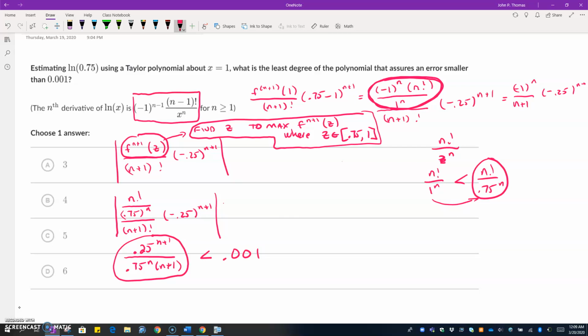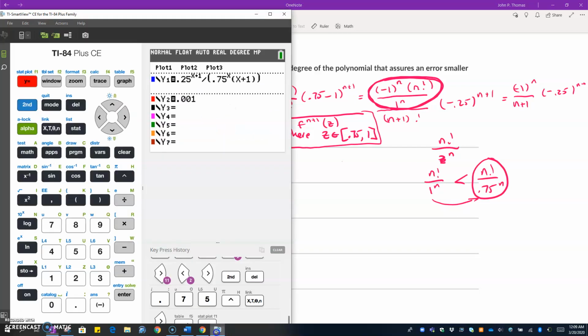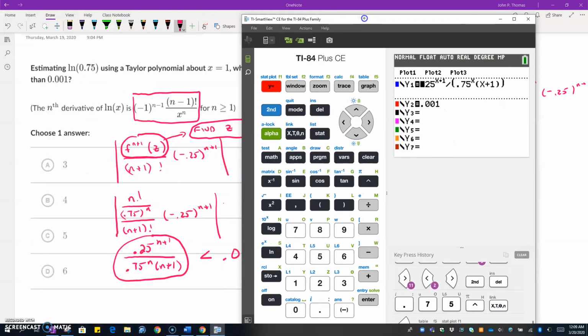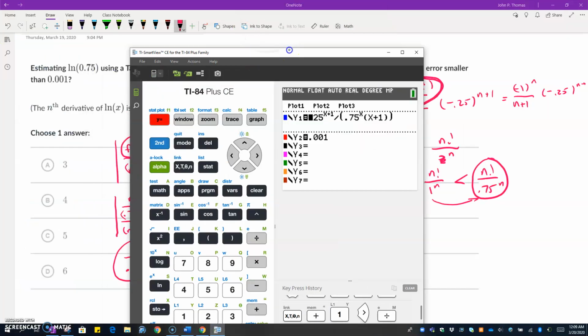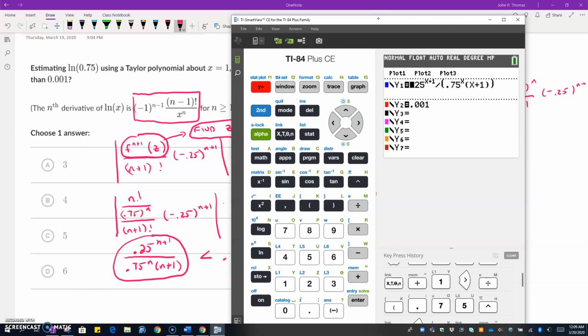All right, at this point is when I'm going to lean in on technology a little bit. So I'm going to go to my graphing calculator. I'm going to go to y equals, and I'm going to type in my rule for the left-hand side of this as y1. So that's where I'm going to put in my 0.25 to the x plus 1 divided by, and then I've got my 0.75 to the x times x plus 1. And then in y2, I'm going to type in 0.001. So this gives me the two values that I'm comparing, and I want to find out when that y1 function is below.